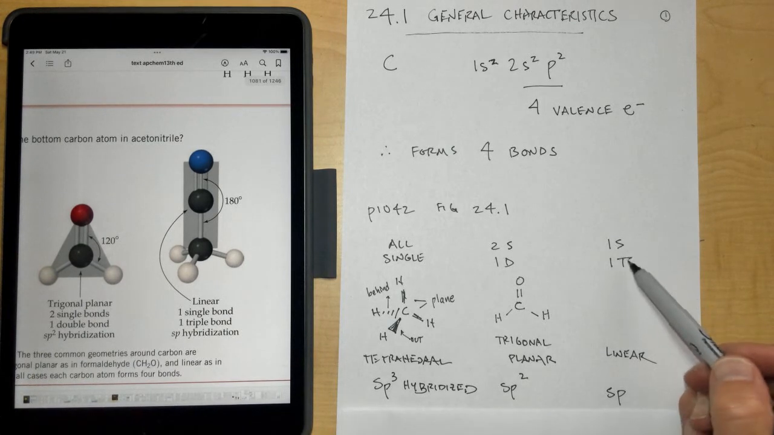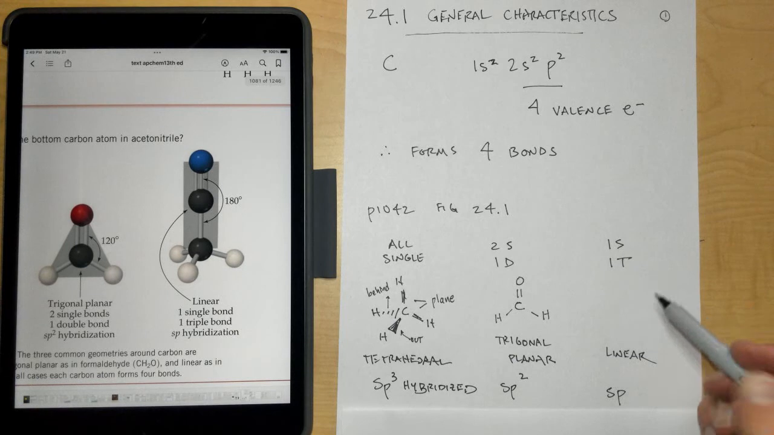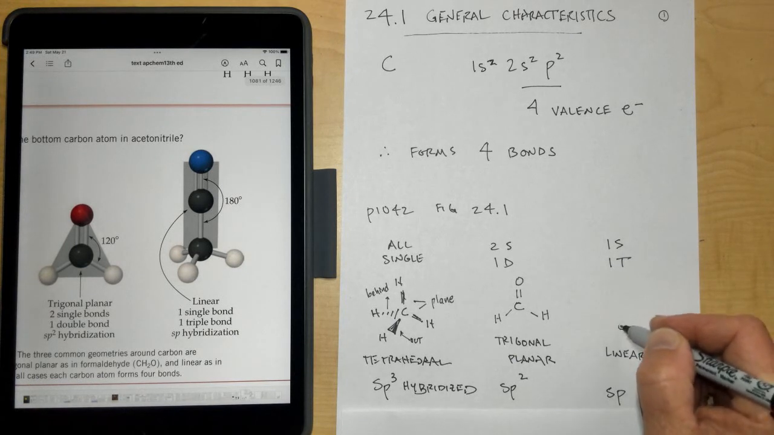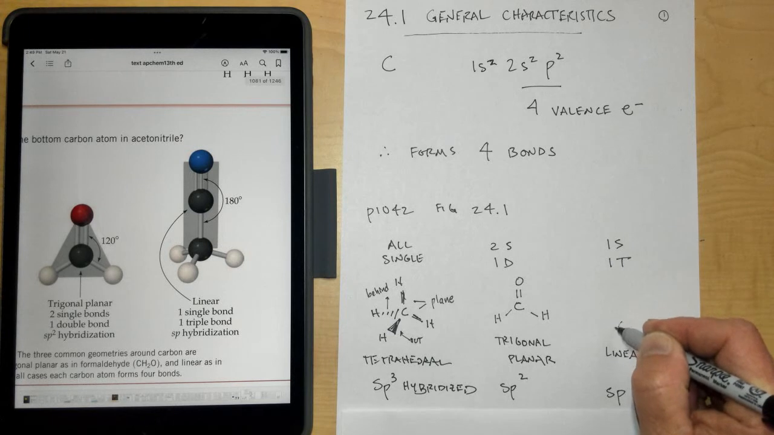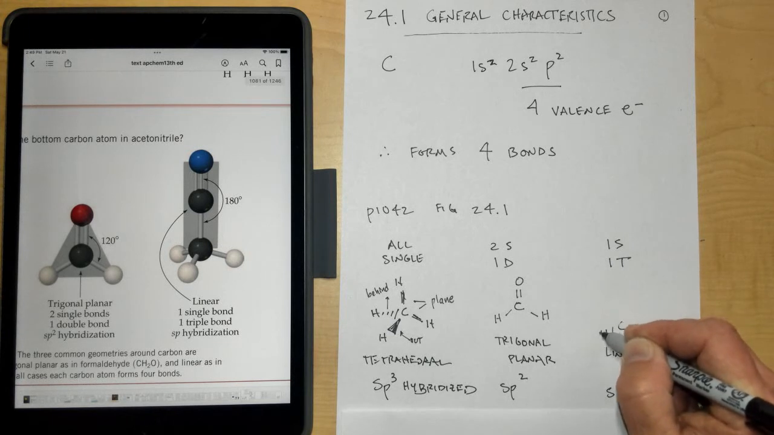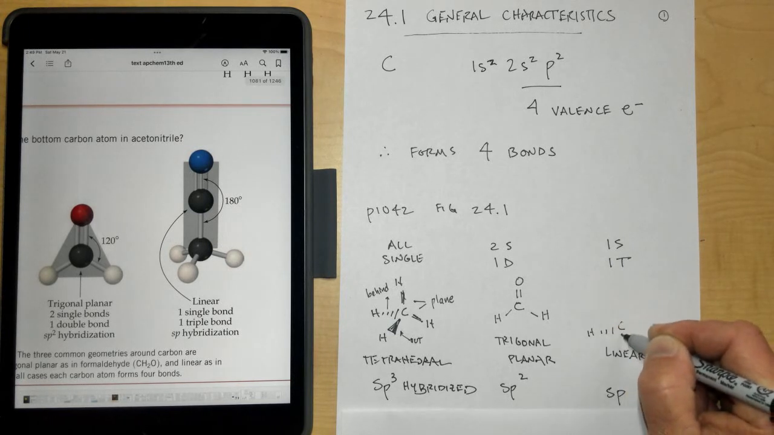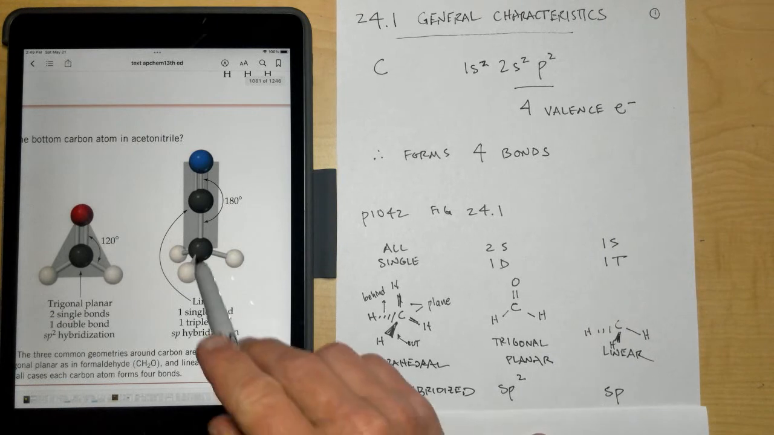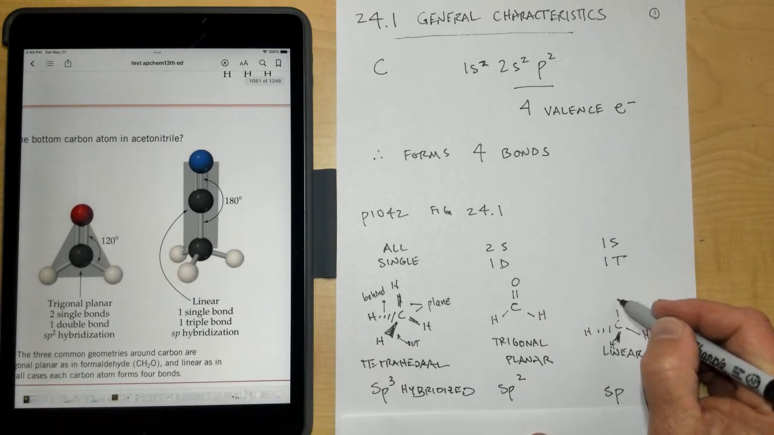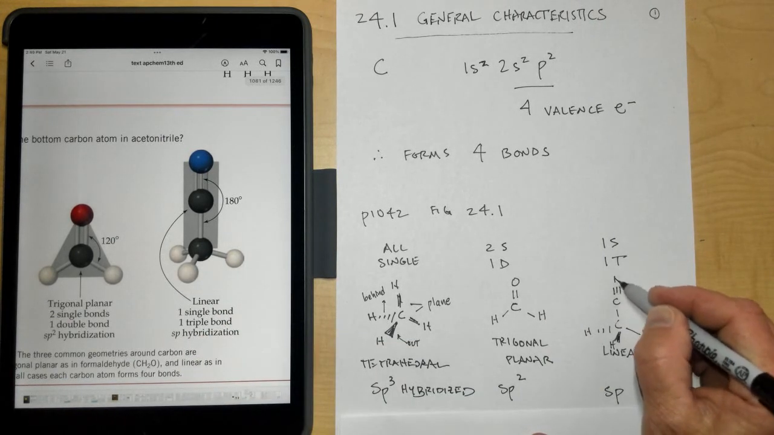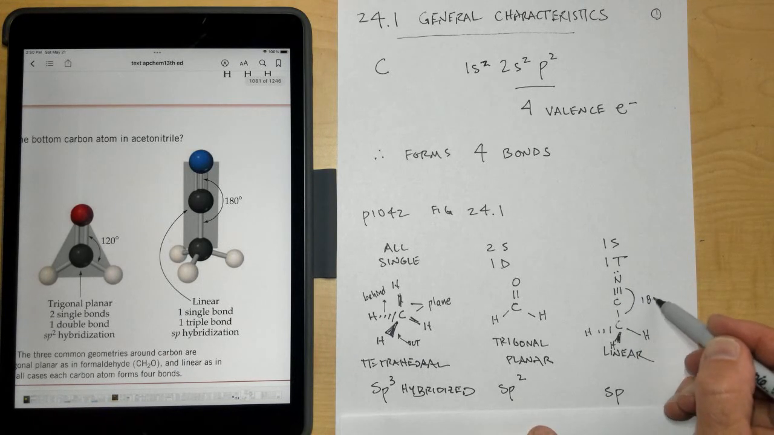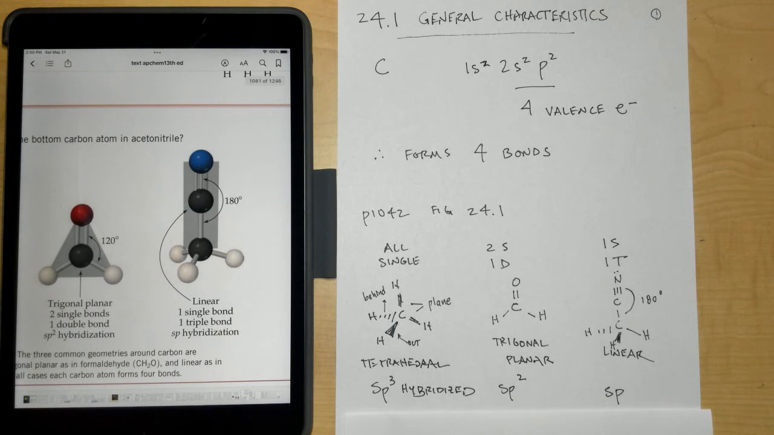Lastly, if there's 1 single bond and 1 triple bond, then we have a linear sp hybridized relationship. So if we had a carbon here with hydrogen going back into the paper, a hydrogen coming out of the paper right here, and then we had a hydrogen in the plane of the paper right here, just like we have right here, a single bond to a carbon, and then there's a triple bond to a nitrogen, then this, of course, would be a 180 degree bond angle, and it would be a linear shape.